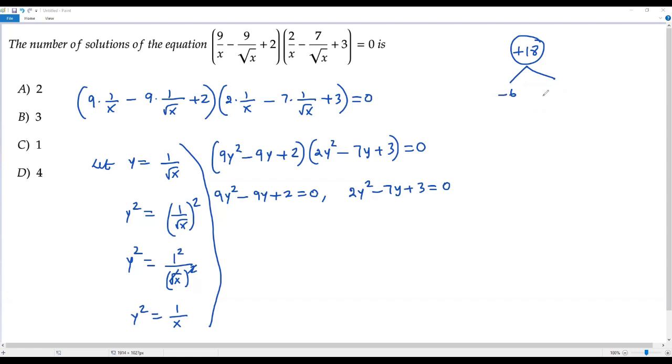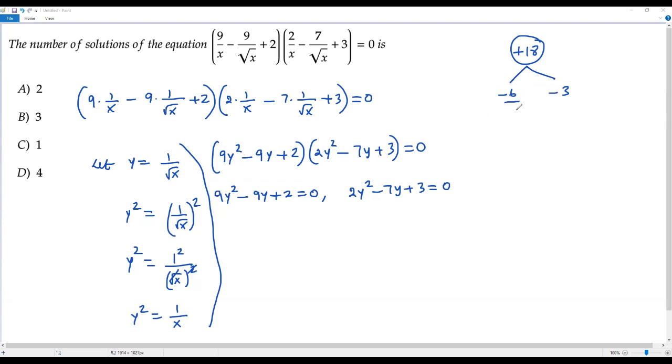I think negative 6 and negative 3 will work. When I multiply negative 6 and negative 3, I'm getting positive 18. When I add them, I'm getting negative 9, which is the coefficient of y over here. Okay, now what we have to do is divide both these factors by the coefficient of y², that is 9.